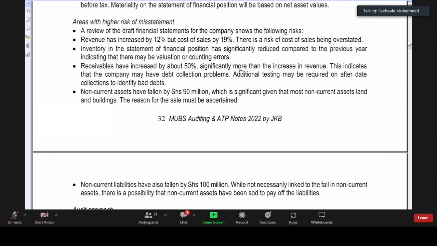Now, as an auditor, you have to look at what we call the aging analysis, okay? To look out for any old debts.